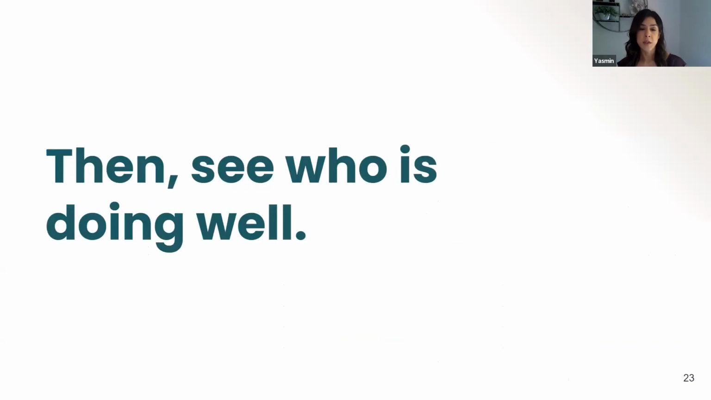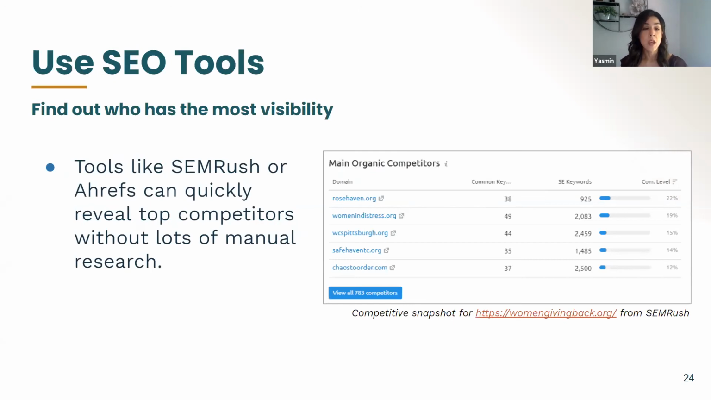So once you've done all of this research and looked at how people are actually searching, the next step is to actually see who is doing this well, who is actually capitalizing on how people are out there searching. So you can use SEO tools to do this and find out who has the most visibility for the keywords and the topics that you've identified. So again, SEMrush is a great tool to do this. Ahrefs is another tool that's also wonderful to do this. This allows you to really quickly identify your top competitors without doing a lot of manual research.